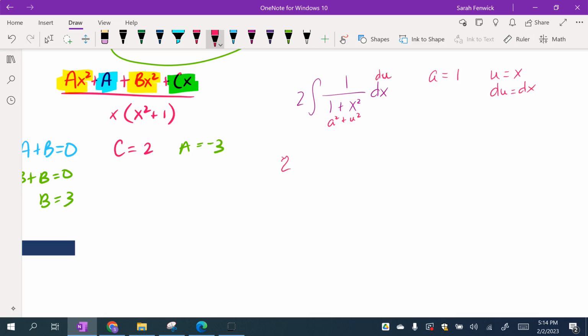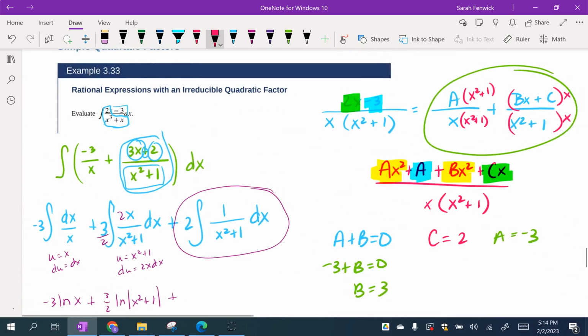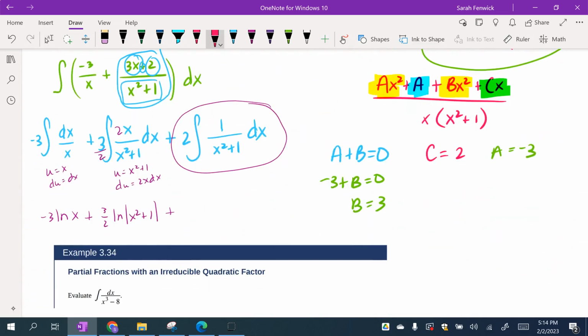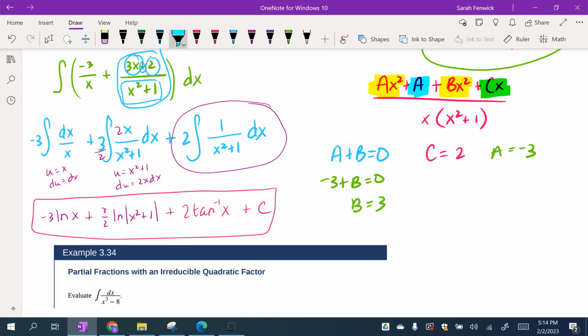So 2 times 1 over a inverse tan u over a plus c. So it'd be 2 times 1 over 1, we're good, tan negative 1 x over 1 plus c. So if I go back right here, 2 inverse tan x plus c. Now, technically, I could take the absolute values off here because x squared plus 1 has to be positive, but it's not a big deal if you have it or if you don't.